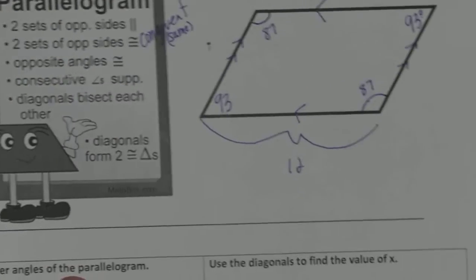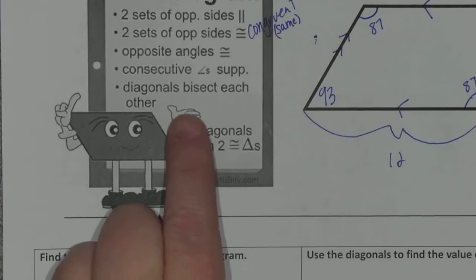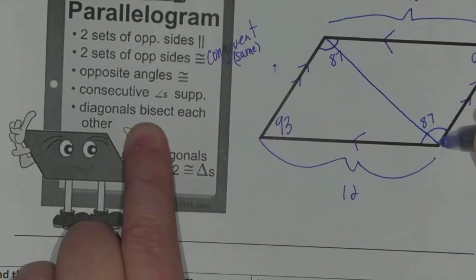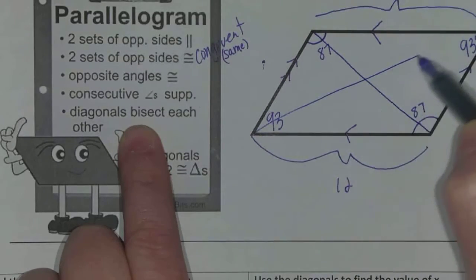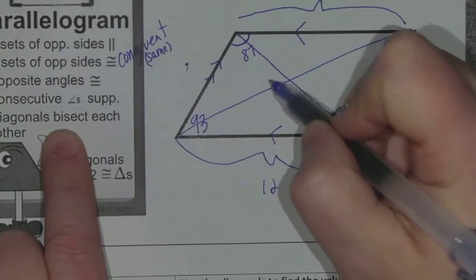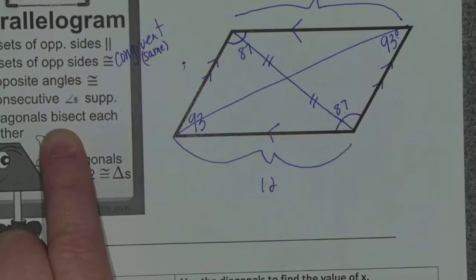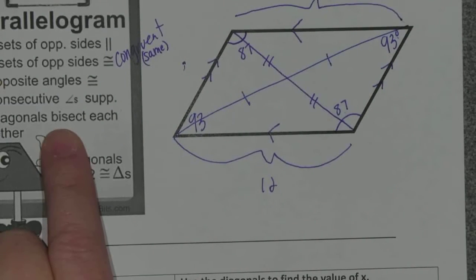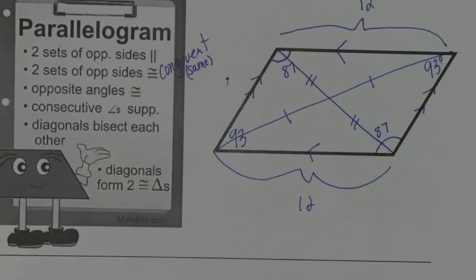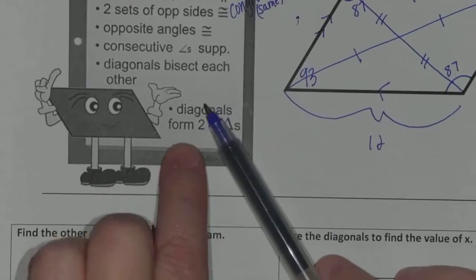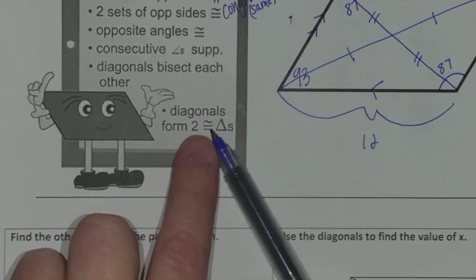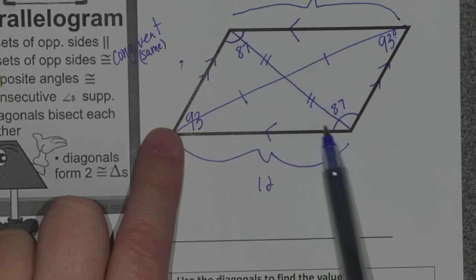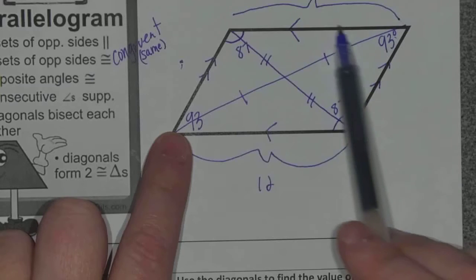Okay. Another rule we know about parallelograms is that their diagonals bisect each other. So if you draw this diagonal from here to here and this diagonal from here to here, we just made equal pieces. This piece is equal to that piece, and this piece is equal to that piece. Does that make sense? And then it says the diagonals form two congruent triangles. So this triangle here would be congruent to this triangle here.